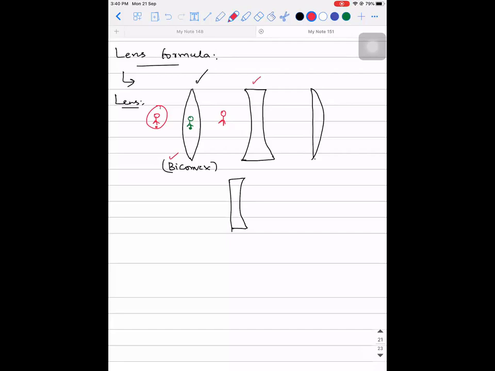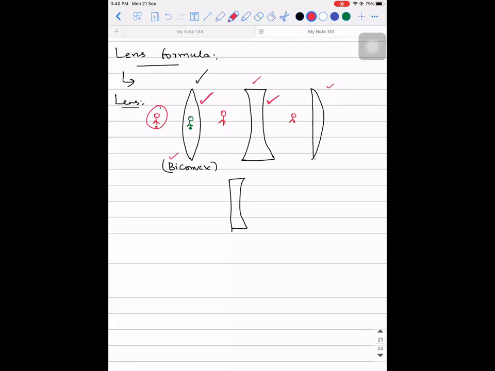Similarly, the second one is called concave. Third one. What will be the name of this? When you stand on the left-hand side, it is what? See, bifocal, it has two foci. Bi means two, focal refers to focus. It has two focus points. That's called bifocal. So a convex lens is a bifocal lens. Concave is a bifocal lens.